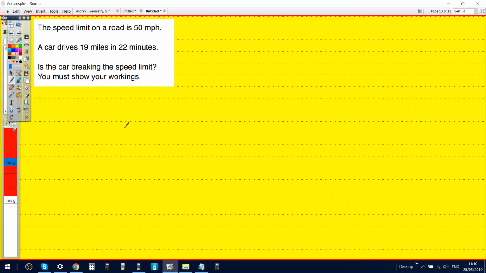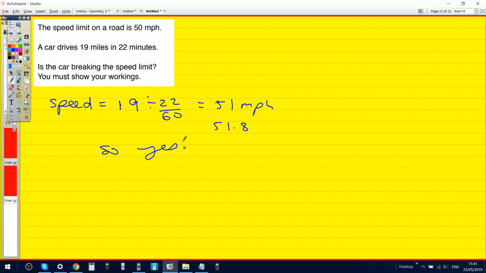First, you have to work out the speed. 22 minutes is 22 over 60 time. 19 miles divided by 22 over 60. Okay, what is that? That is a speed of 51.8 miles per hour. And yes, she's breaking the speed limit. Great.